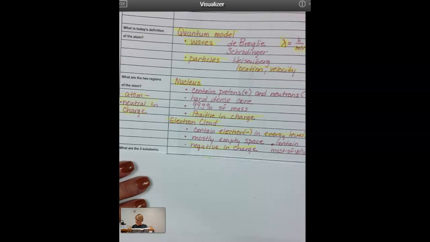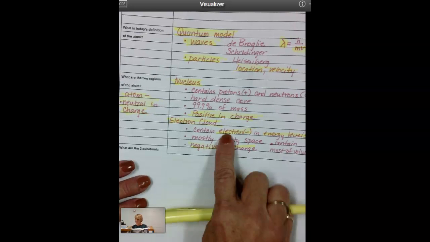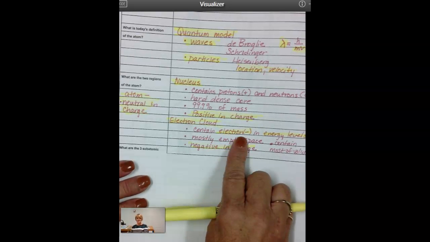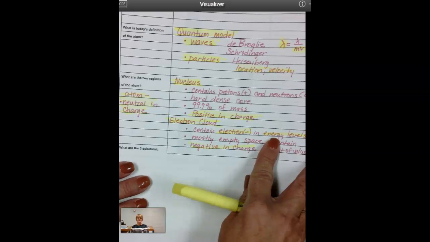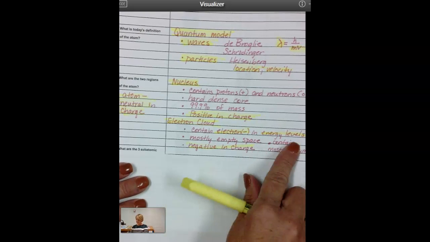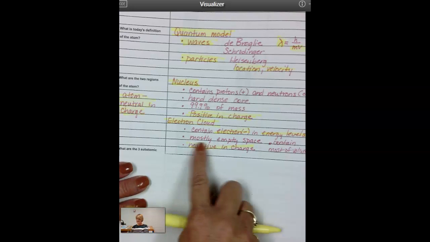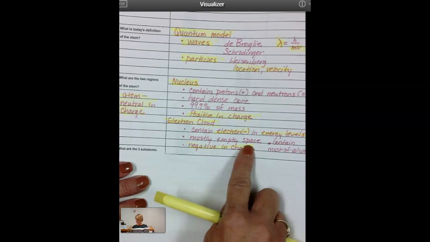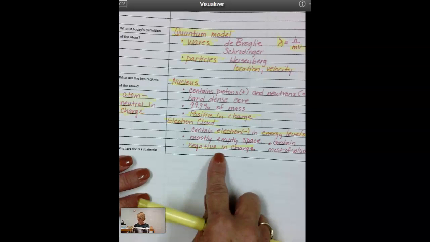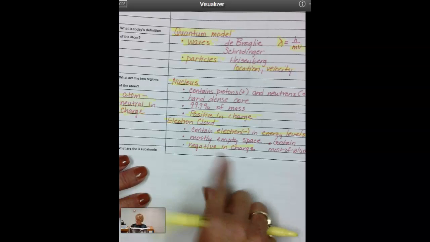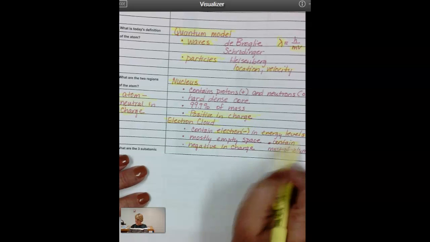The second one is the electron cloud, and we know that the electron cloud contains negatives. We do know that they are in specific energy levels. We do know that the electron cloud consists of empty space. We also know that it is negative in charge because all it contains is electrons. And the other thing is that it contains most of the volume of the atom.